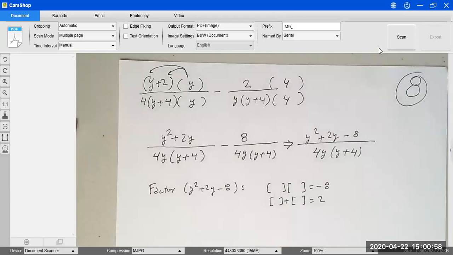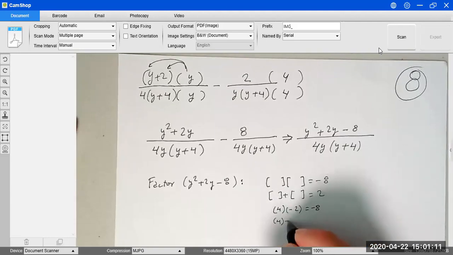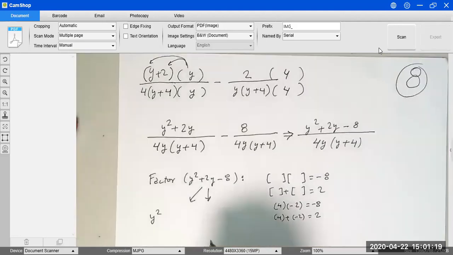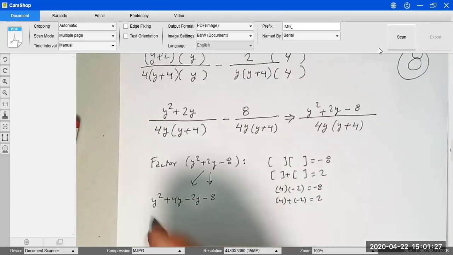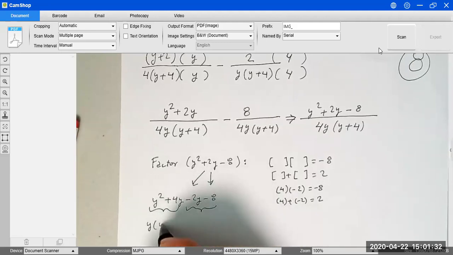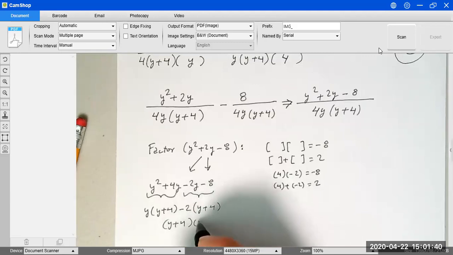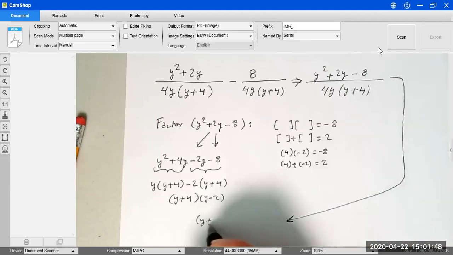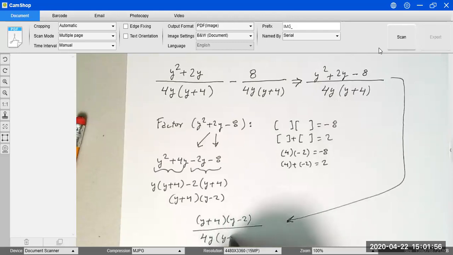So those numbers are 4 and negative 2. So the product is negative 8. And the addition of these two is going to be positive 2. So now we're going to write this as y squared plus 4y minus 2y minus 8. So you factor by grouping. So you get y that multiplies y plus 4 minus 2 that multiplies y plus 4. So this is going to be y plus 4 times y minus 2. So now we can rewrite the rational expression as y plus 4 that multiplies y minus 2, that's the numerator, over 4y that multiplies y plus 4.